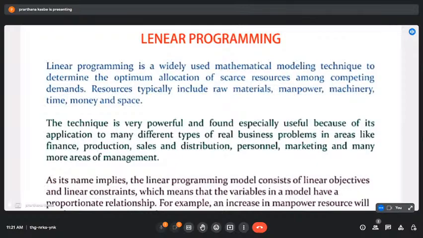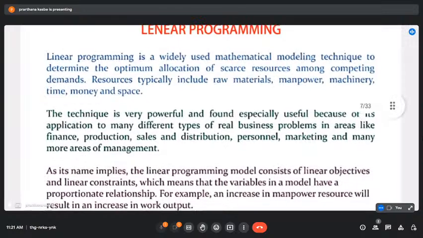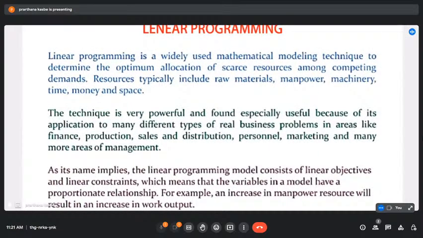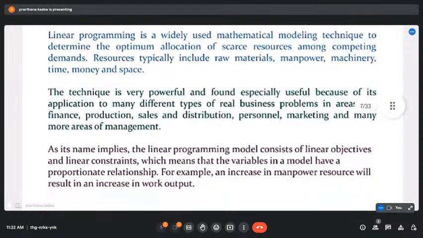The technique is very powerful and found especially useful because of its application to many different types of real business problems in areas like finance, production, sale, distribution, personnel, marketing, and many more areas of management. So linear programming is not only useful in mathematical economics but also in finance, production, distribution for a particular marketing section or area.